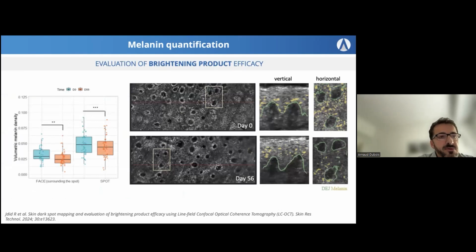The efficacy of a brightening product was evaluated. The same region on the cheek was imaged 56 days after daily application of the brightening product. The LC-OCT images reveal that the amount of melanin has decreased, and also that the distribution of melanin has become more superficial. So a certain efficacy of the brightening product was demonstrated in this study.